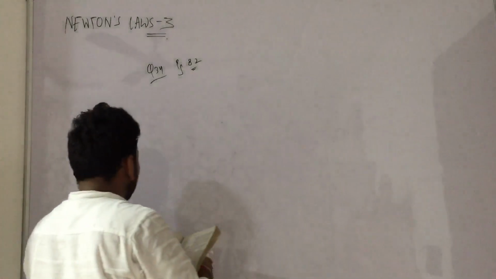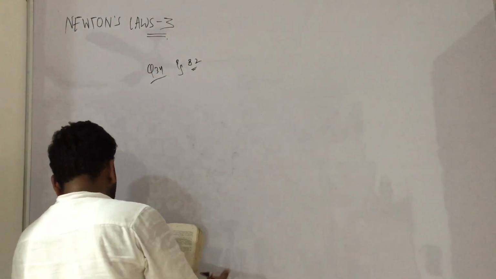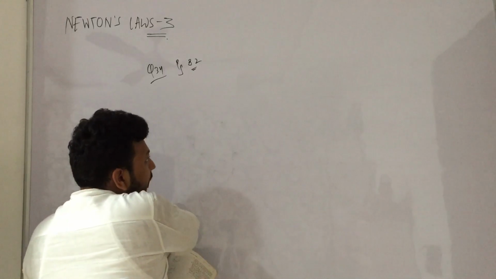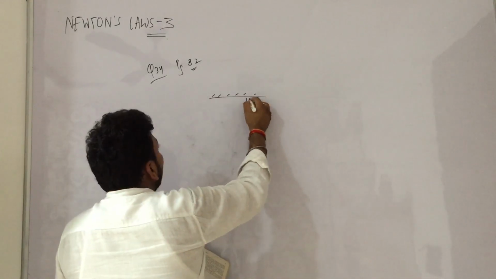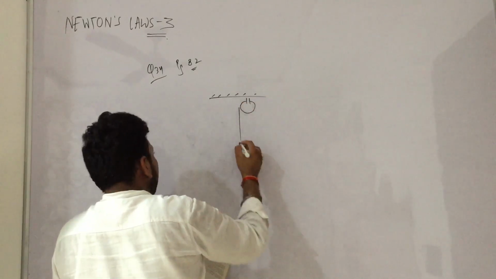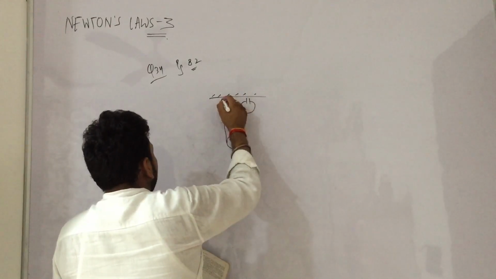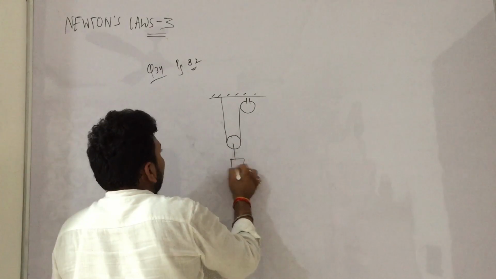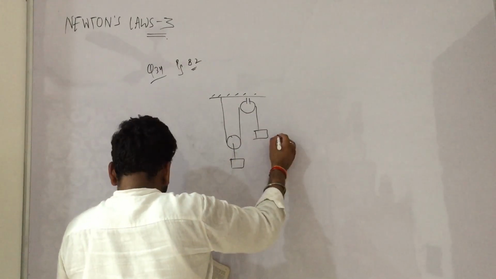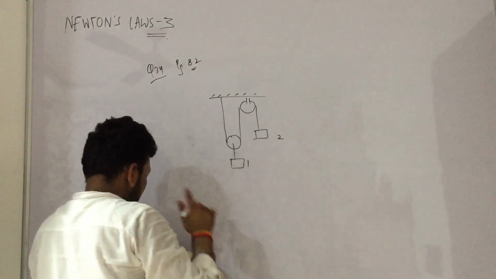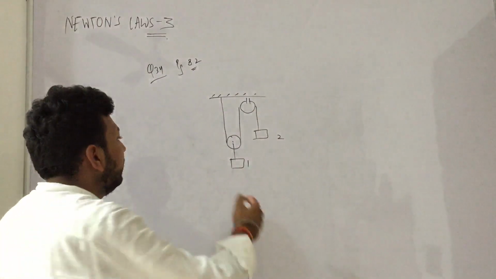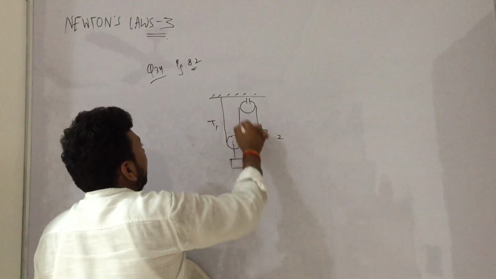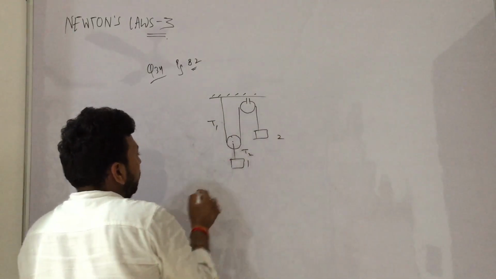Talking about question number 34, part C. So part C is there. One pulley, another pulley, 2 kg, 1 kg. Again, very simple. One is movable, one is fixed. This is the movable pulley. Let us consider tension as T1 and here tension as T2.